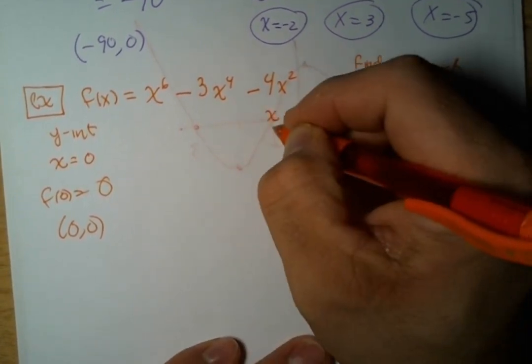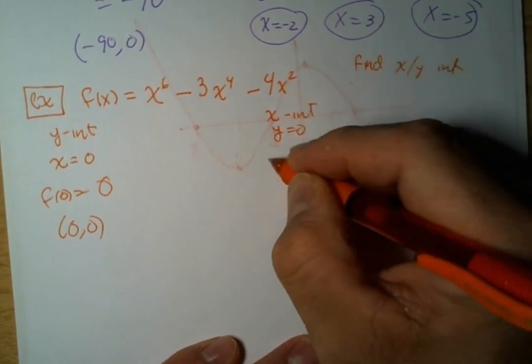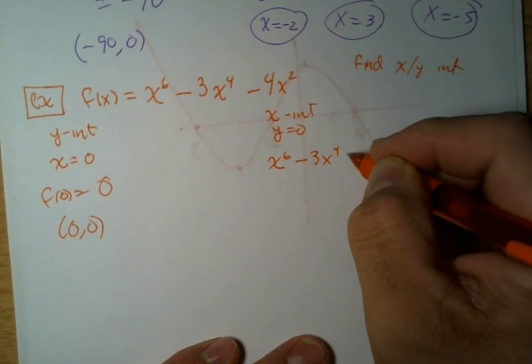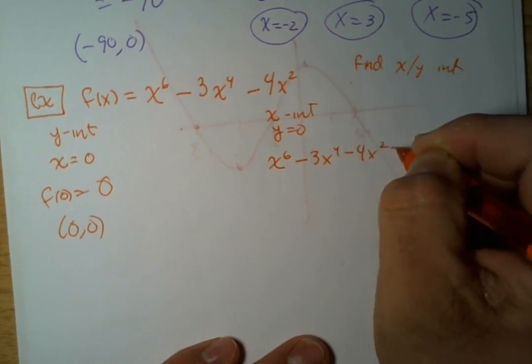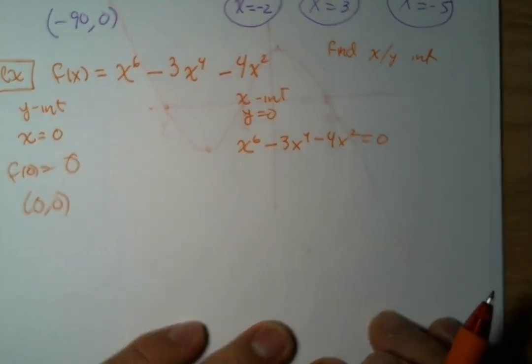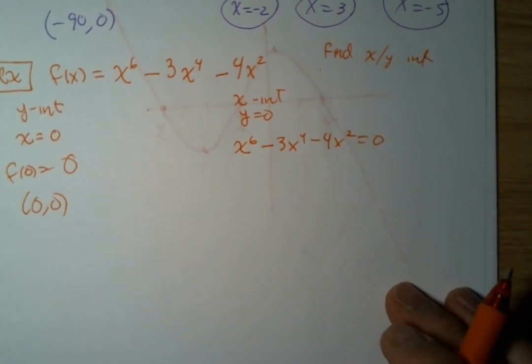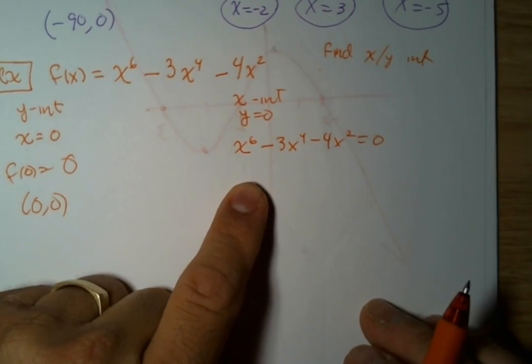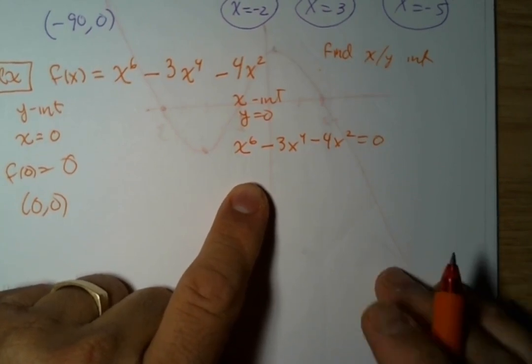Okay, x-intercepts. In this case, y equals 0. So x to the 6th minus 3x to the 4th minus 4x squared equals 0. So it's not a quadratic, we can't use the quadratic formula. Whenever we're left with something like this, the next step is let's try and factor it.